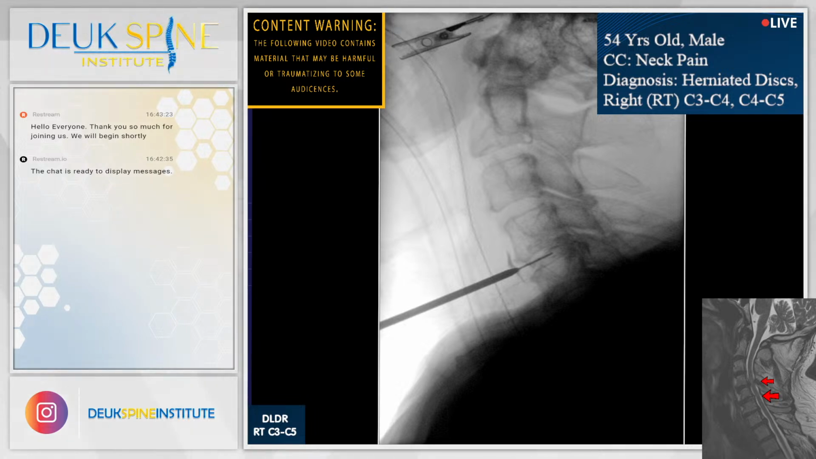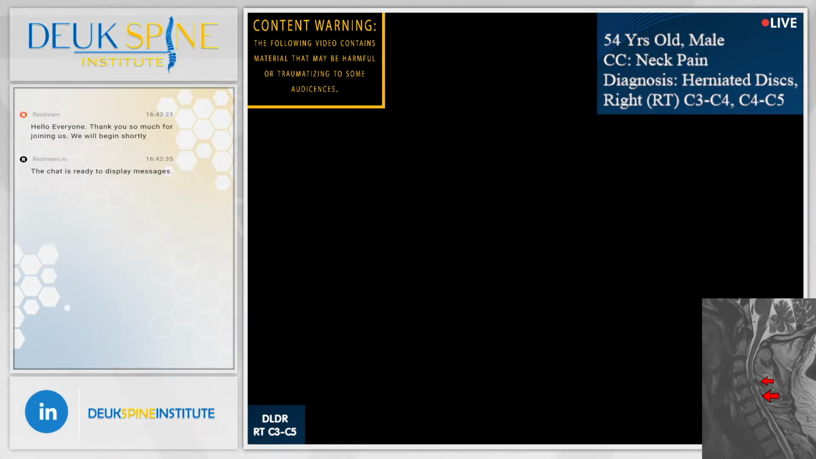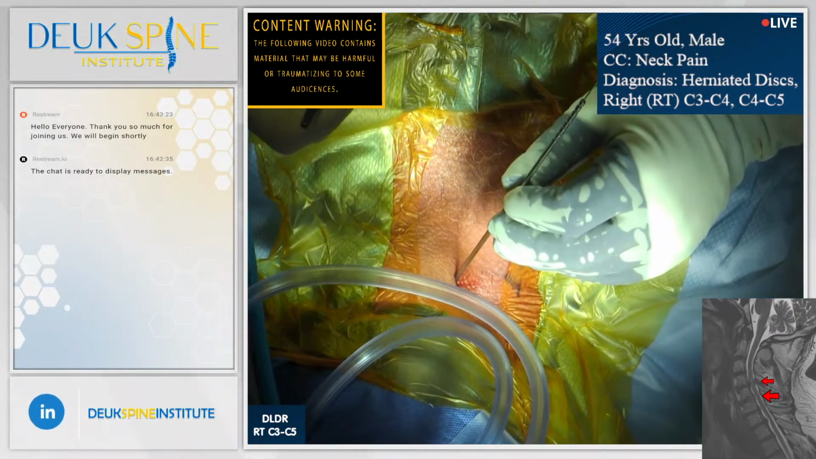Henry, let's show the audience, why do these herniations cause pain? We're not doing this surgery so much for pain. We're doing this to decompress the spinal cord and nerve roots. AP?